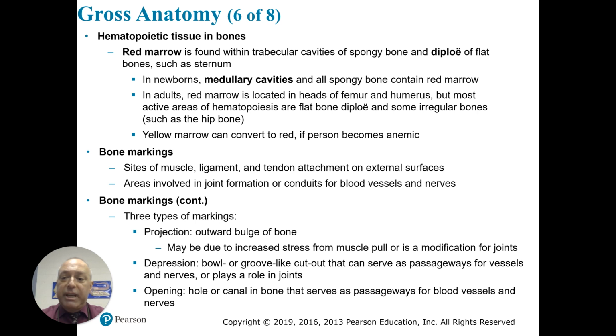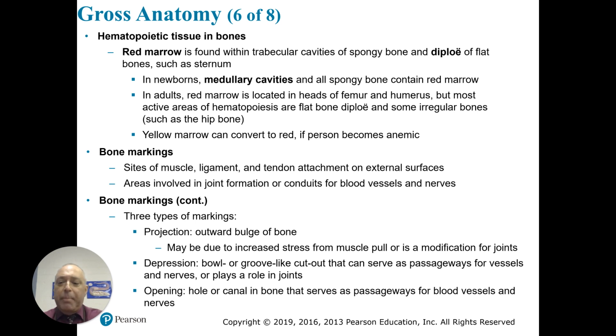Red marrow has hemopoietic tissue in it. This hemopoietic is blood-derived tissue, cells that can produce different types of blood cells. In newborns, the medullary cavity contains all red marrow, but in adults, some of the red marrow can convert to yellow, and some of the yellow can convert to red in different situations.